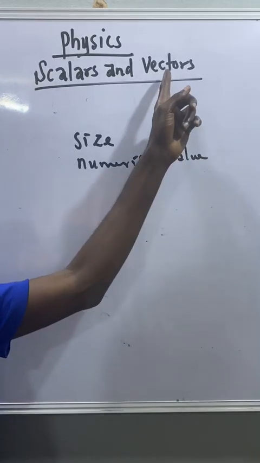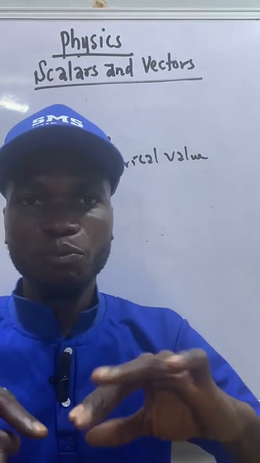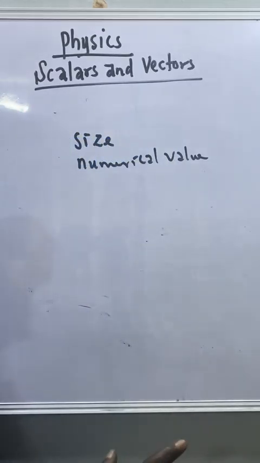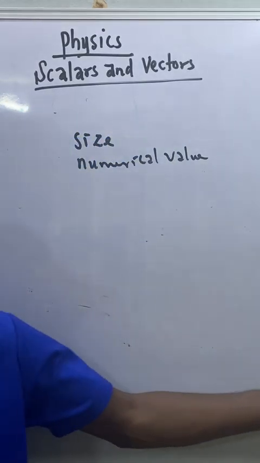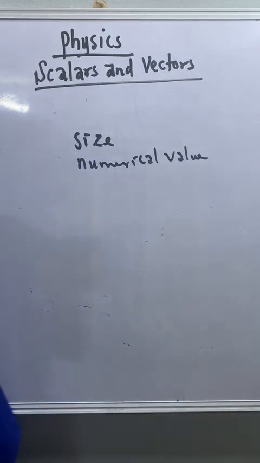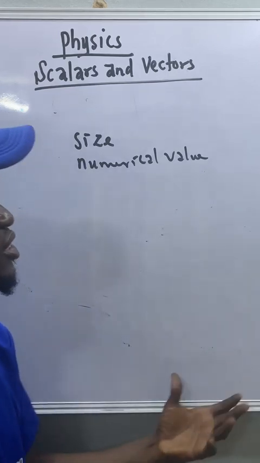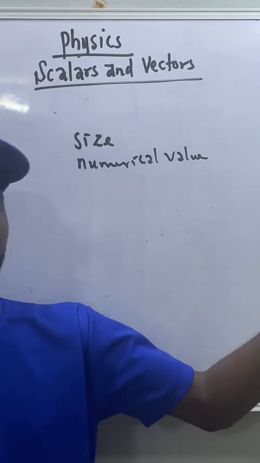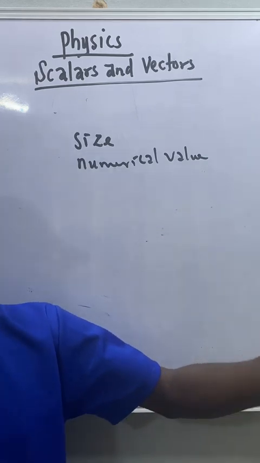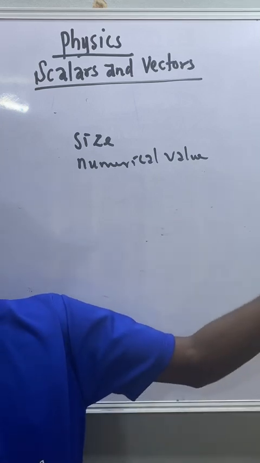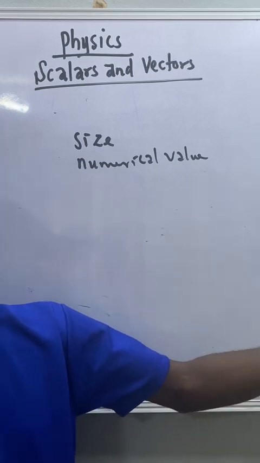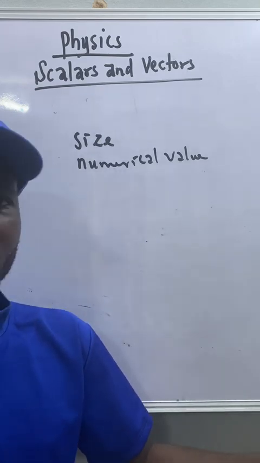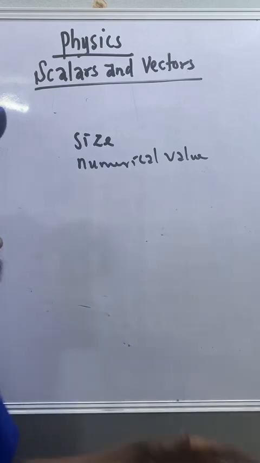But on the other hand, vectors are quantities that have both magnitude and direction. So when you are measuring, you can measure their magnitude, their size, and then we can attach direction to them. For instance, velocity. We can measure the magnitude of velocity and say that this is 5 meter per second in the direction of, whether eastward or northeastward, and so on.